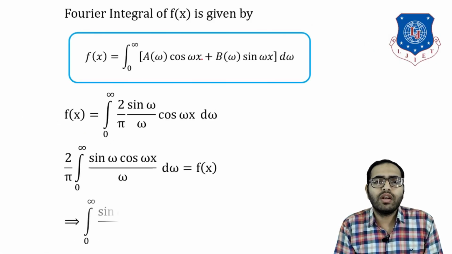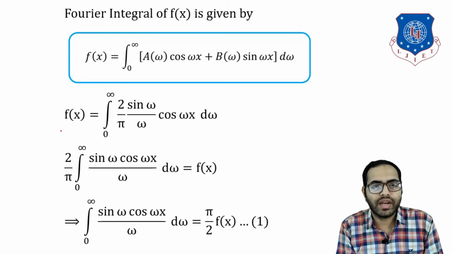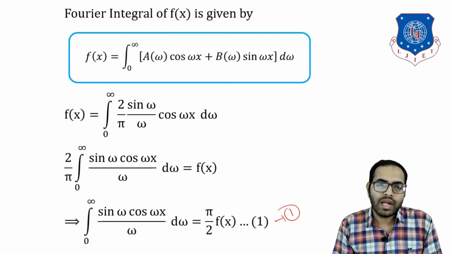Then the Fourier integral of the given function is represented by f of x equal to integral 0 to infinity of a of omega cos omega x plus b of omega sin omega x d omega. Here b of omega is 0, and a of omega is 2 sin omega upon pi omega, into cos omega x d omega. Now simplifying that term, this pi will come to this side and 2 will come in the denominator. That will give you integral 0 to infinity of sin omega cos omega x by omega d omega is equal to pi by 2 f of x. This is our equation number 1.